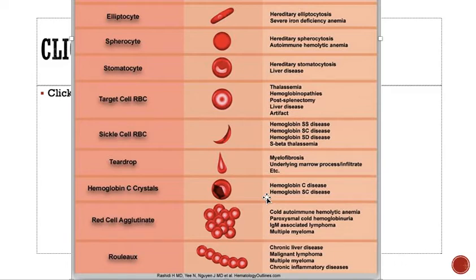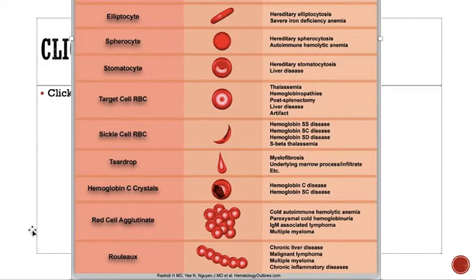Of course, there could be pencil-shaped cells as well, which occur in iron deficiency anemia. There could also be fragmented cells, which occur in microangiopathic hemolytic anemia, MAHA.